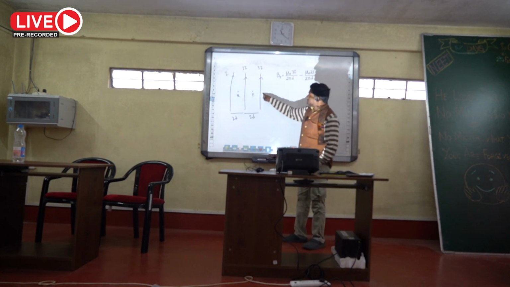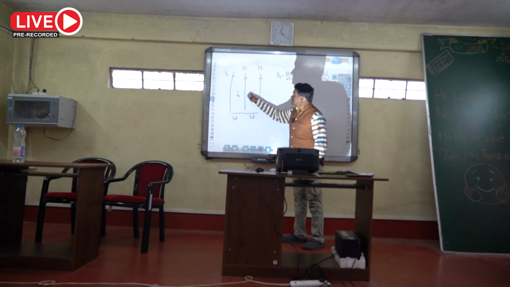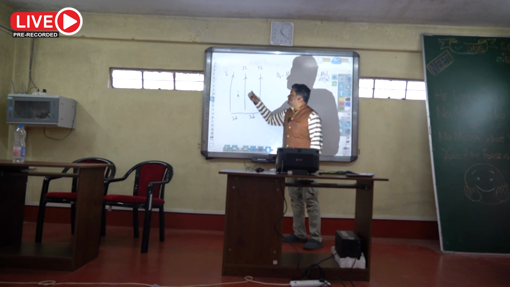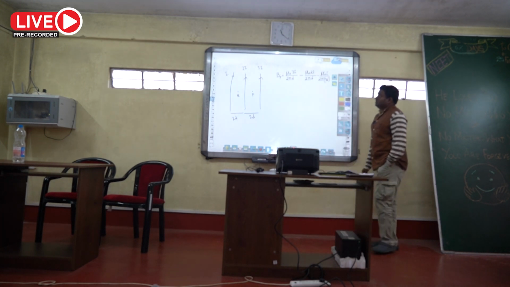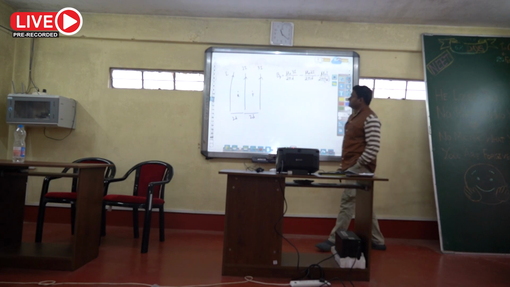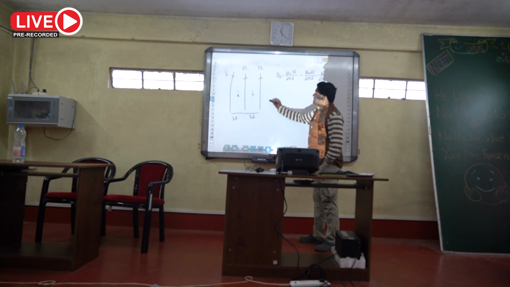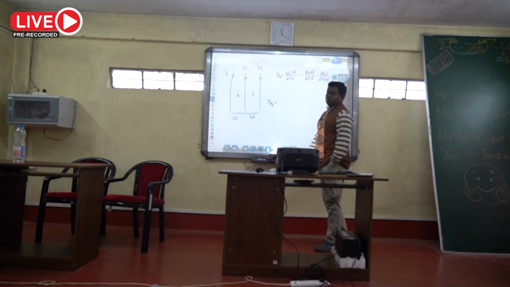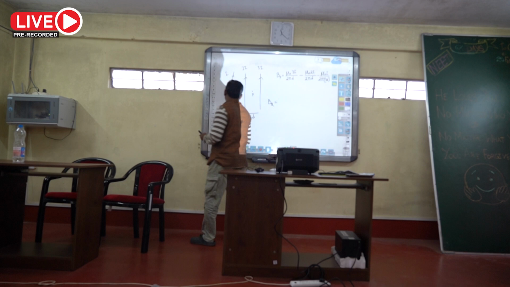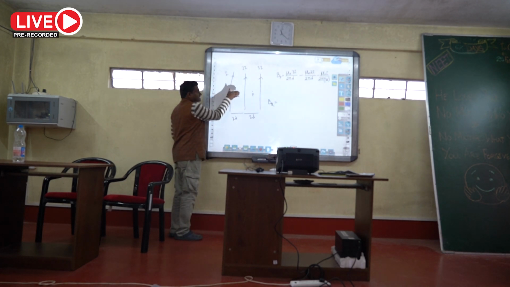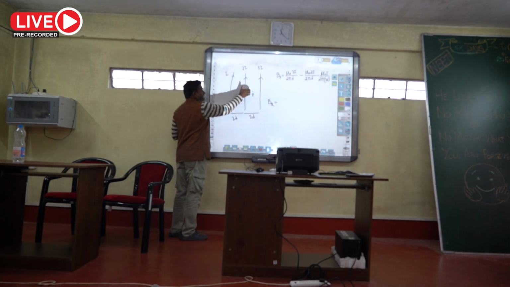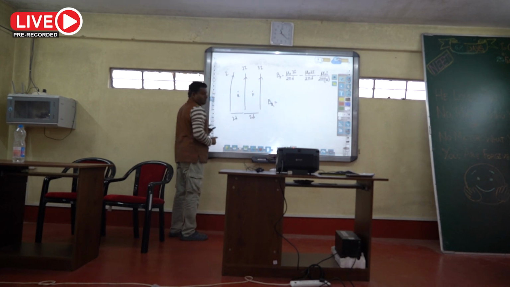Because this point is at a distance d, this is at a distance d, and this point is at a distance 2d plus d, that is 3d. So you can calculate BP from here. Similarly, you have to calculate BQ. Now check for BQ. This field is inward, this field is outward, this field is outward.